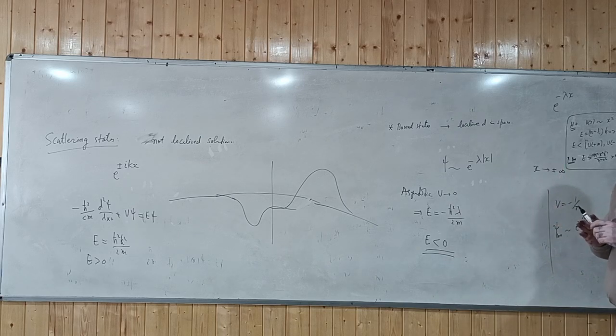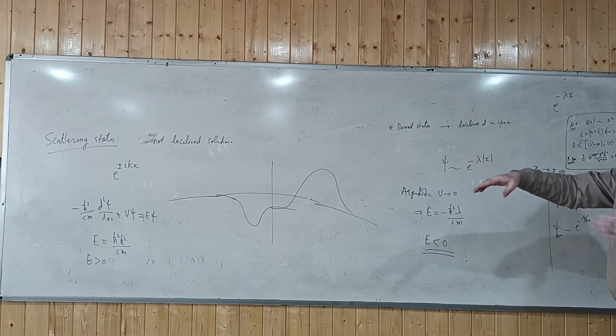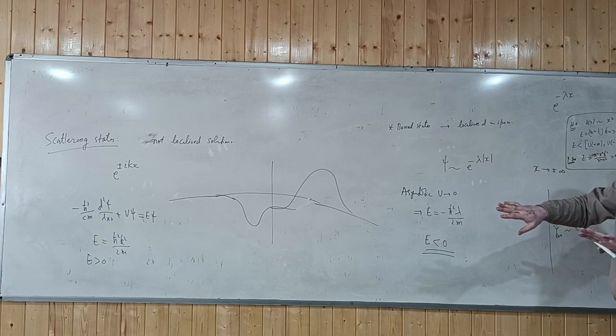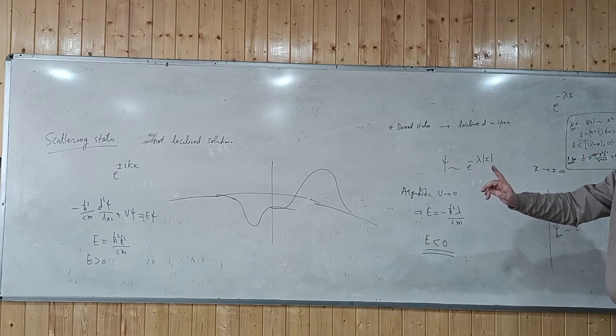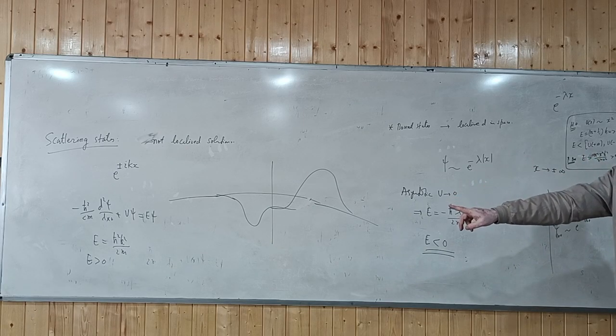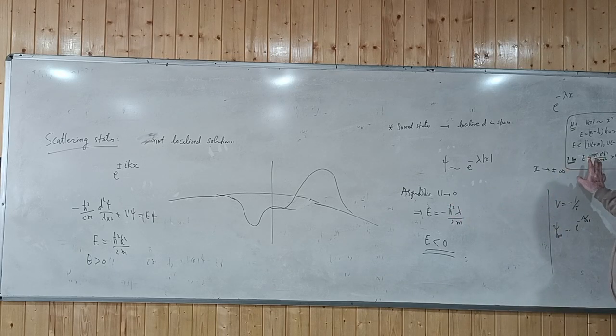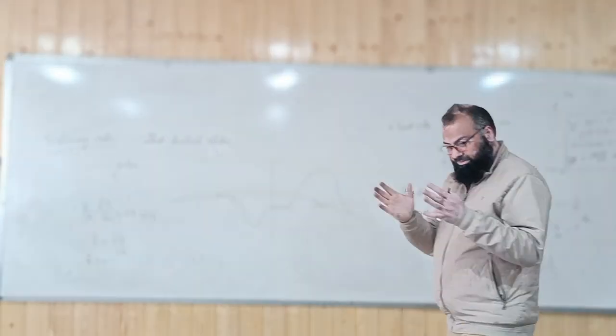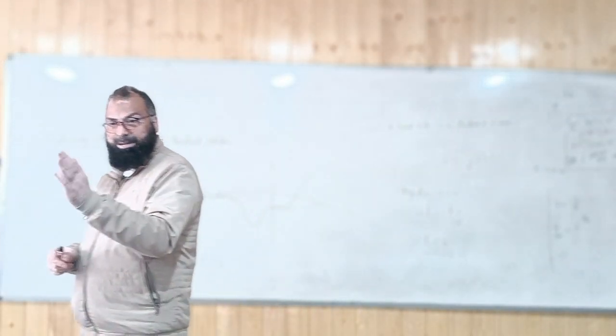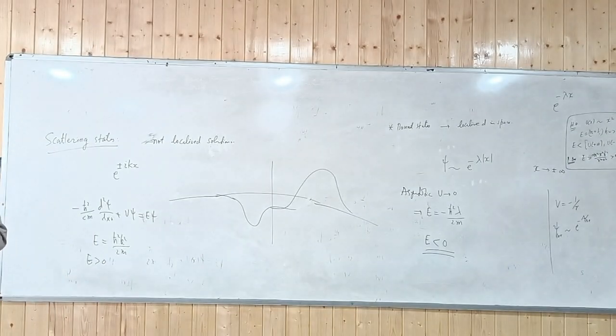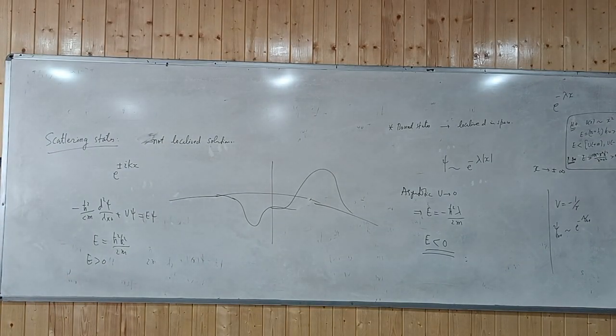But when you have a potential that goes to 0 in the infinite limit, at the far off distances, the scattering state always has positive energy. Let's say we consider a step potential, and we take the energy positive. So for scattering states, energy is always positive. But for bound states, the energy will depend upon what kind of potential you have.